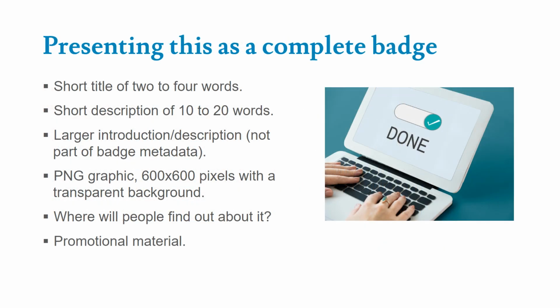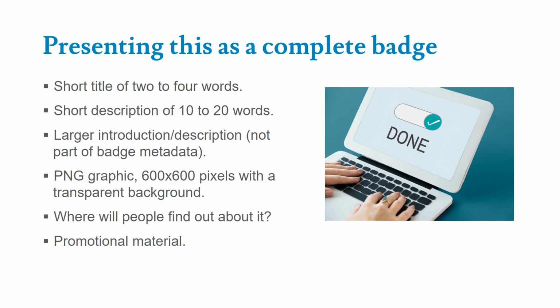Your badge needs a concise title, 2 to 4 words that capture its essence. Follow this with a short description of 10 to 20 words that explain what the badge represents. You also want a longer introduction that gives more context about the badge, its purpose, and its value. The fuller description isn't part of the badge metadata, but it helps people understand if the badge is right for them. The badge image should be a PNG file, at least 600 by 600 pixels, with a transparent background. This makes sure it displays well across different platforms and backpack services.